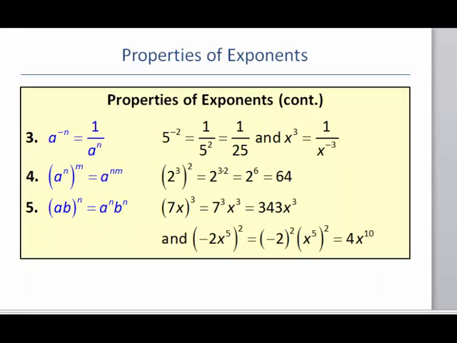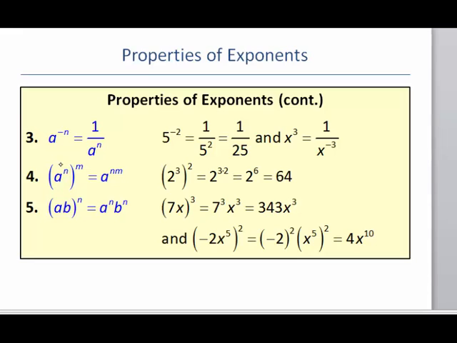Okay, our third property, this one we've already looked at. This is the one that deals with the negative exponent, moving it up or down to make it positive. So we have dealt with that exponent property. All right, let's look at property 4. And here you have a to the n, and it's raised to the m power. You want to keep in mind that that means that you should multiply those exponents.